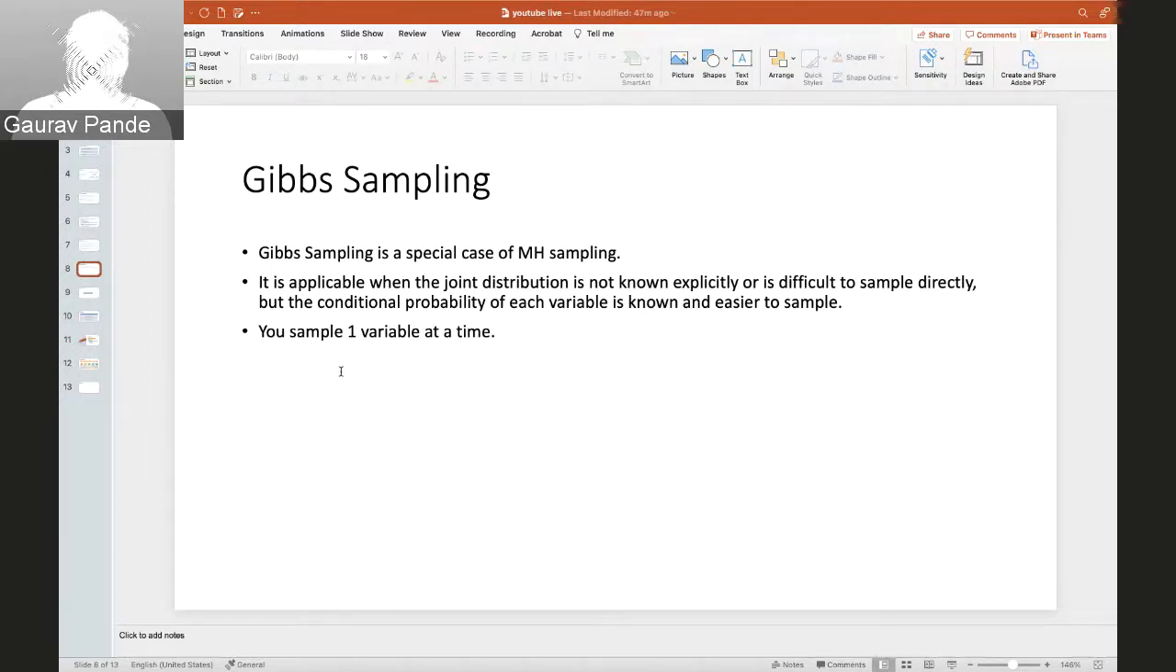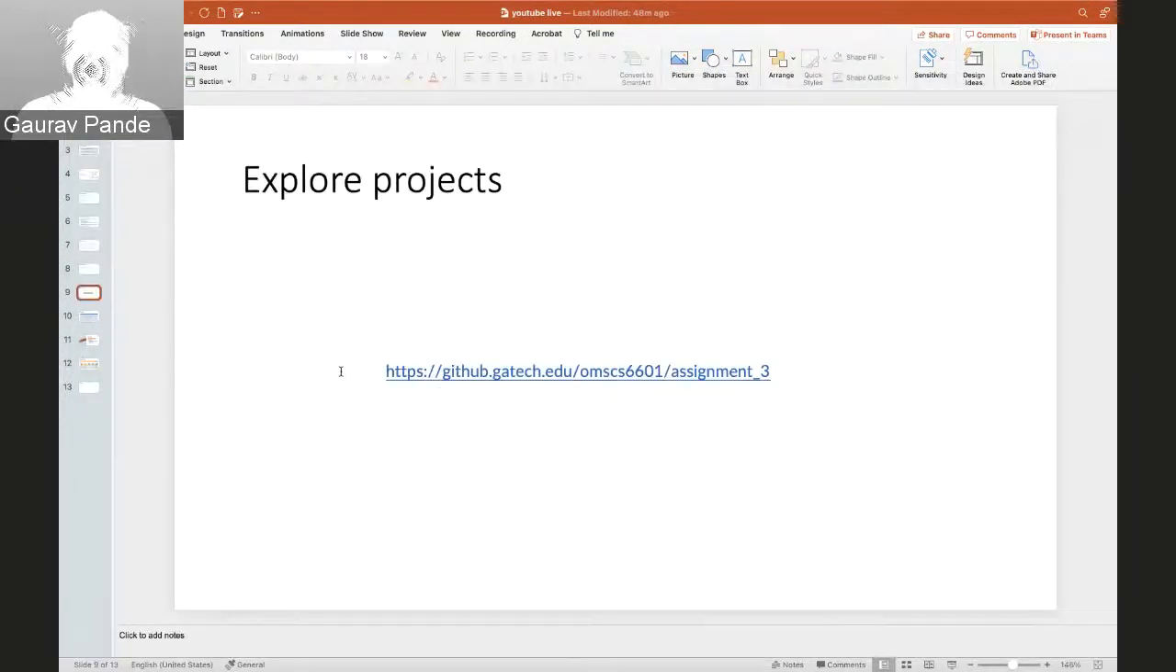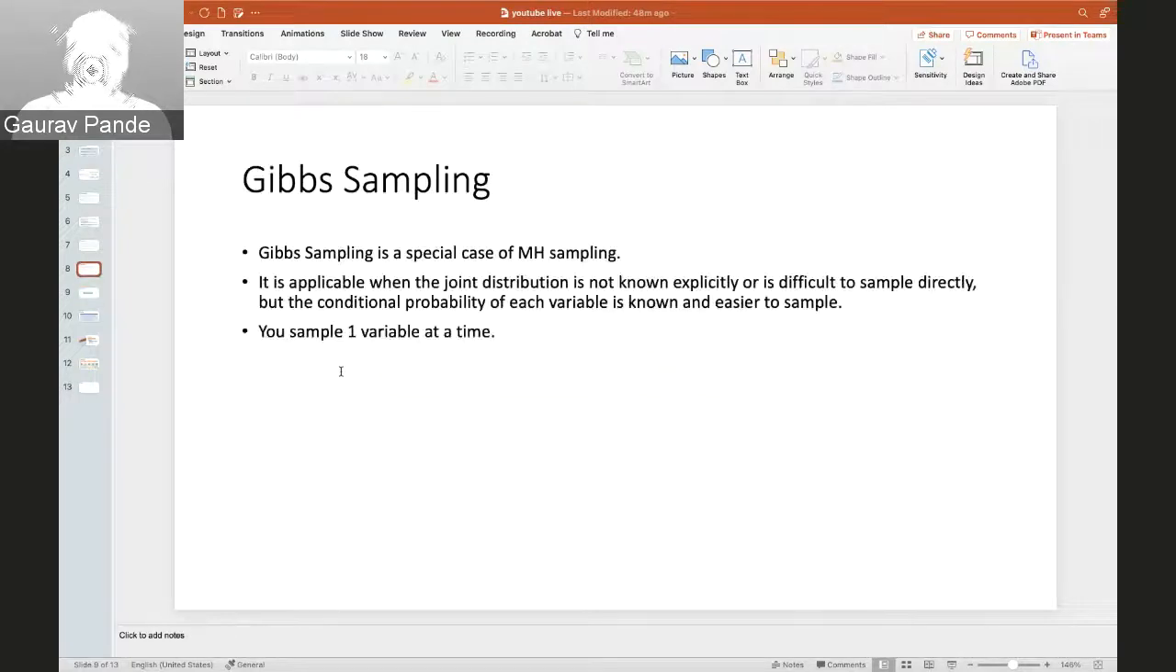The major difference between Gibbs sampling and image sampling that you have to know is that in Gibbs sampling, you are sampling one non-evidence variable at a time. So at one time, you will only sample one variable and you will fix the rest of the variables as the same. But in image sampling, you are picking all the non-evidence variables at once. Okay, so these are the important things that you need to read about.